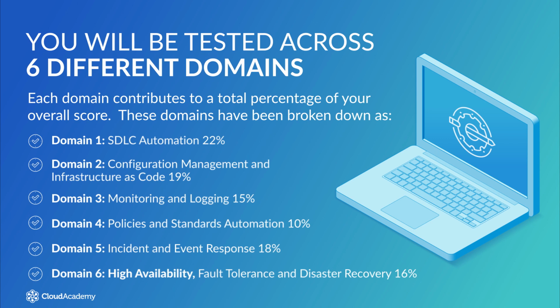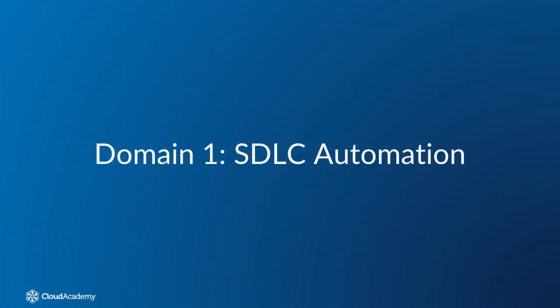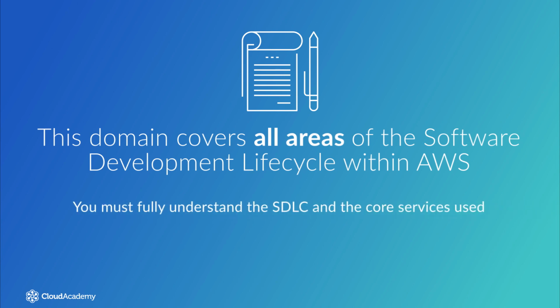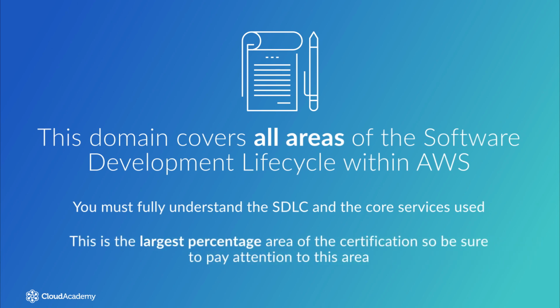Each of these domains can be broken down into defined areas of knowledge. Let's take a look at each domain. Domain 1, SDLC Automation. This domain covers all areas of the software development lifecycle within AWS. It covers a range of AWS services to test your awareness of best practices and concepts. You must fully understand the SDLC and the core services used. This is the largest percentage area of the certification, so be sure to pay particular attention to this domain.